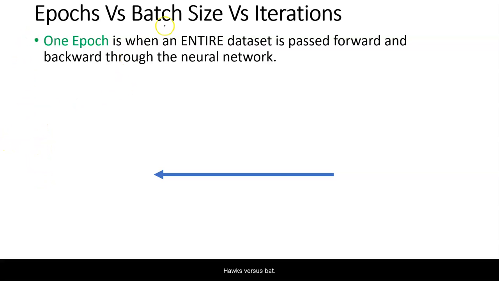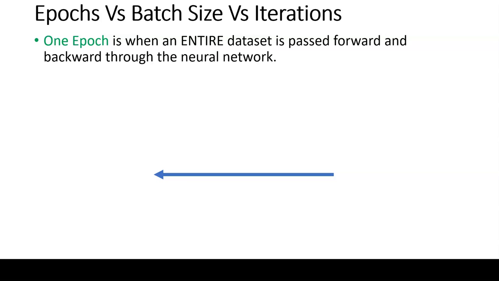Epochs versus batch size versus iteration. Most of the times I have seen people using these 3 terminologies interchangeably without actually knowing there exists a huge difference between these 3 terminologies. So before we start coding, I thought it's a good practice to understand what is the difference between these 3 terms: epochs, batch size, and iterations.